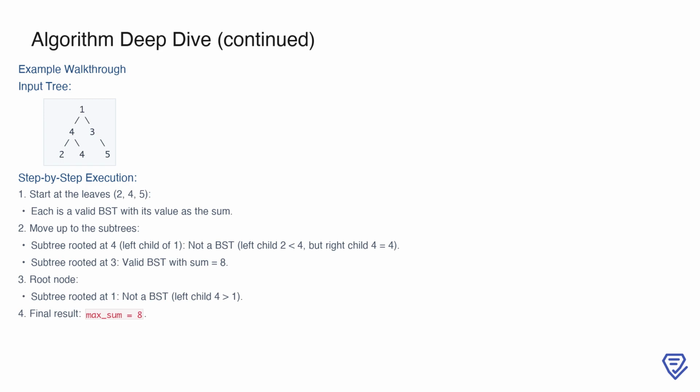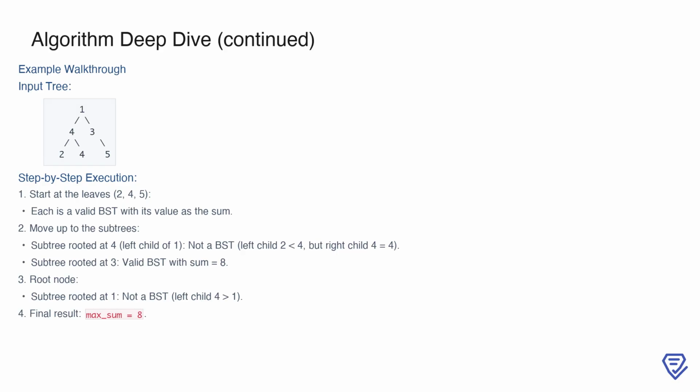This subtree is not a BST because the right child, which is 4, is not strictly greater than the root value of 4. On the right side, the subtree rooted at 3 is a valid BST with a sum of 8, as it satisfies the BST property.